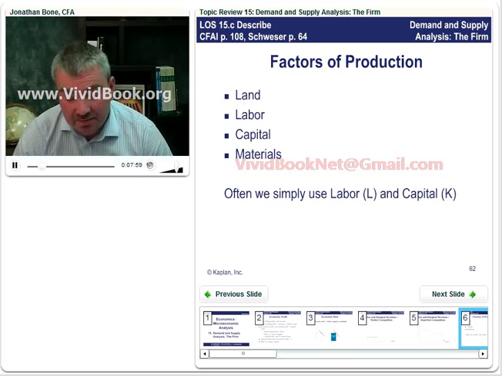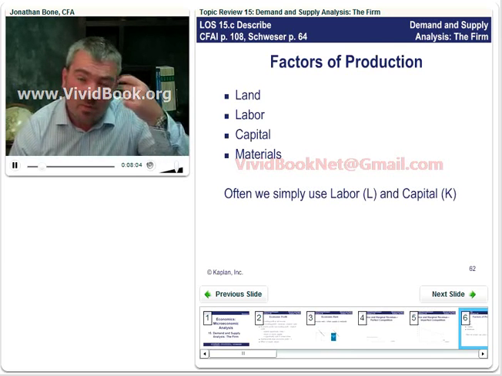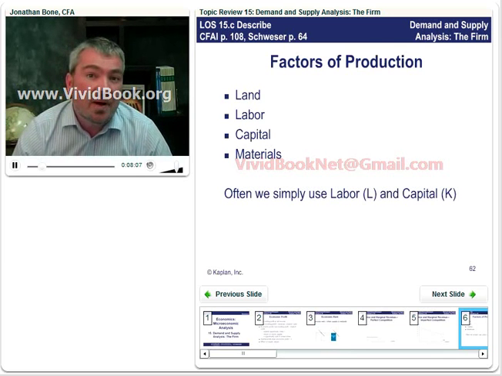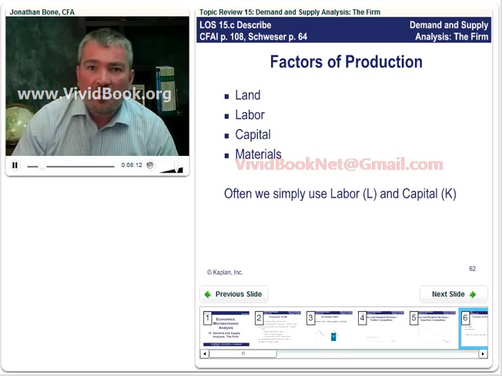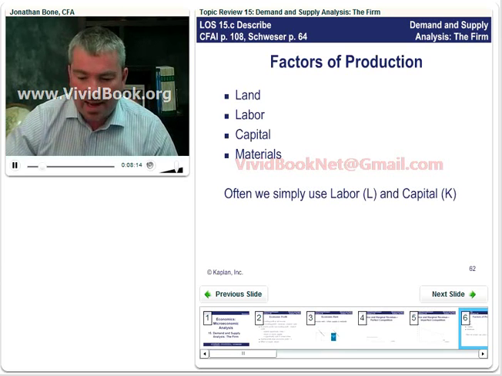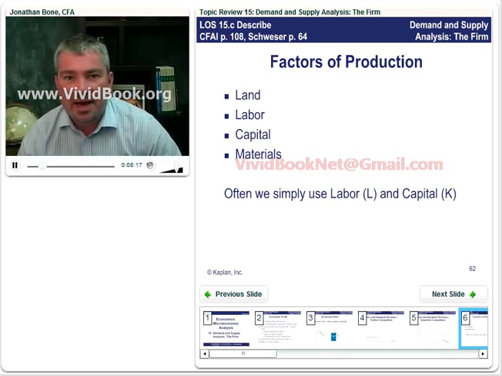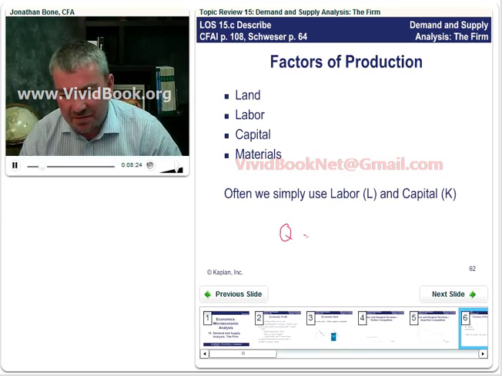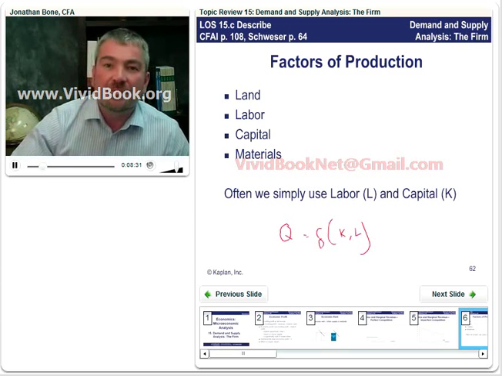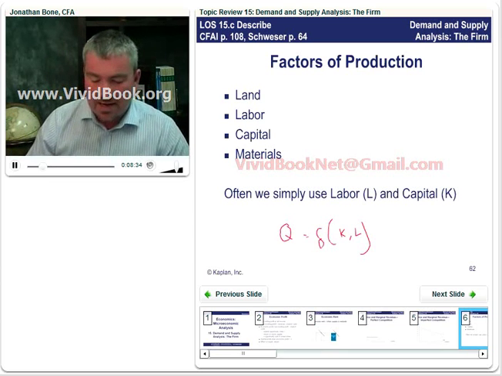And we've got materials, which are really the inputs into the production process. So they could be raw materials that we're using here. They could be components, i.e. finished goods from other firms. Now, often we're simply going to use labour and capital, and what we're going to do is produce a production function. What we're going to argue is that the quantity that we're going to produce is a function of capital and labour. So quantity produced is some function of capital and labour, and we refer to that as a production function.